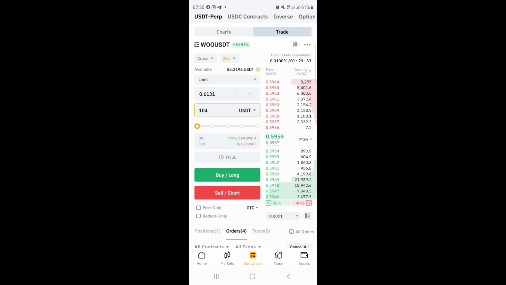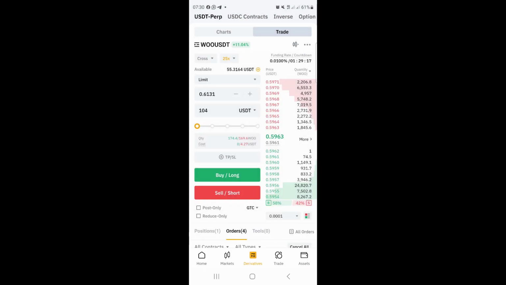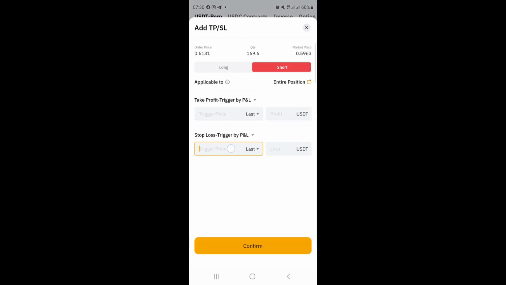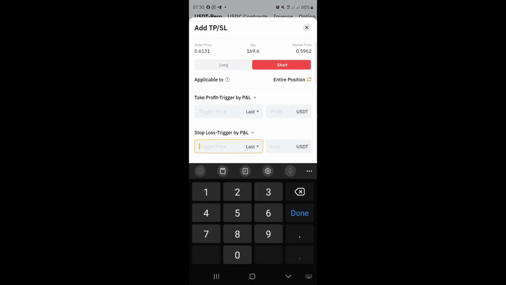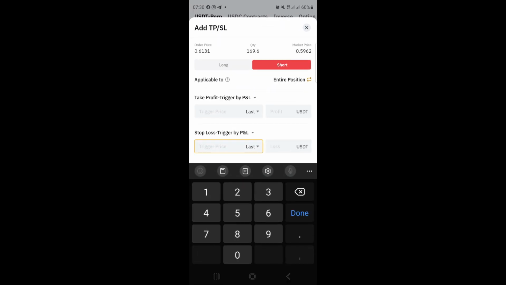And what you need to watch out for when you are placing a trade: once you click on sell short, it's going to bring a confirmation page out for you. So one thing you need to look at is the estimated liquidation price. Here it's showing 0.9264, and if you remember, let me go back and check our stop loss. Remember our stop loss was 0.6425.